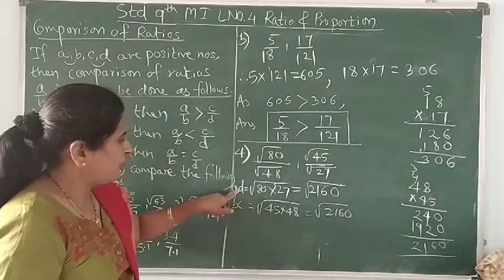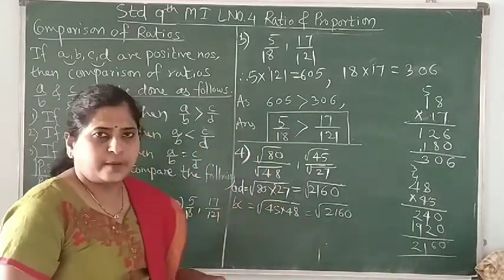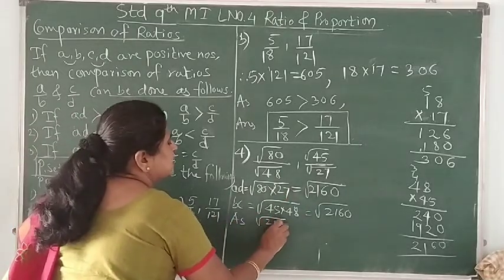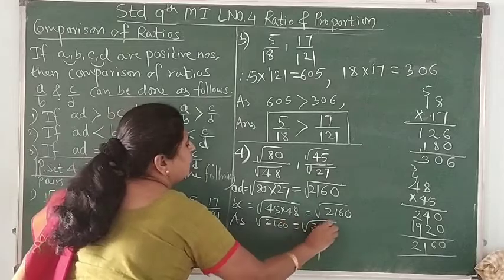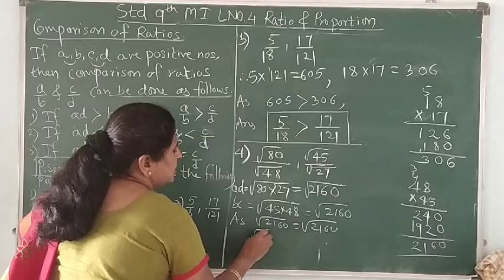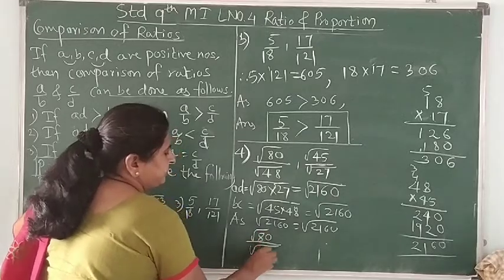So what do you find? The product of AD and BC are same. Okay. So as AD and BC is same, that square root of 2160 is equal to square root of 2160, given the both the ratios are equal.